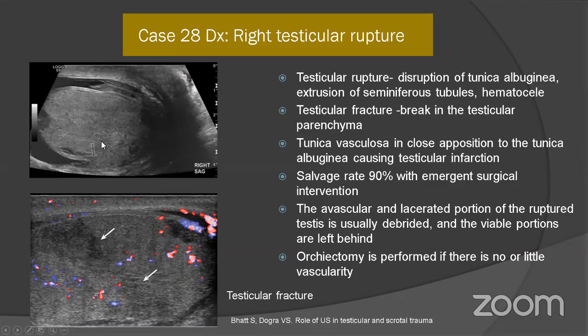And usually they debride the avascular and lacerated portion of the ruptured testes, and the viable portions are left behind. And if there is no or little vascularity, or if it is completely infarcted, then orchiectomy, of course. And this is a case of testicular fracture where the tunica albuginea was intact, but you could see an avascular hypoechoic plane traversing the testicle in a case of blunt trauma.